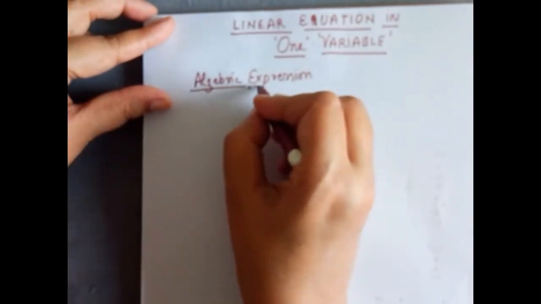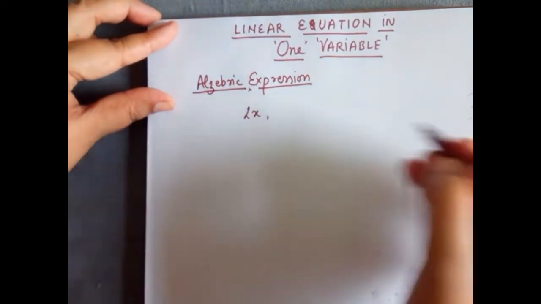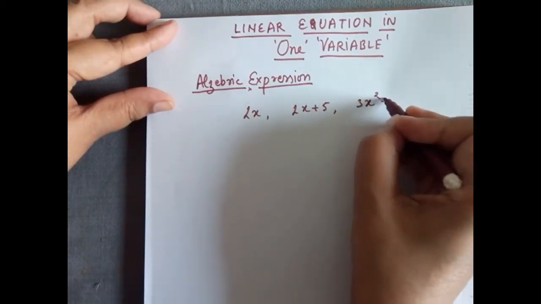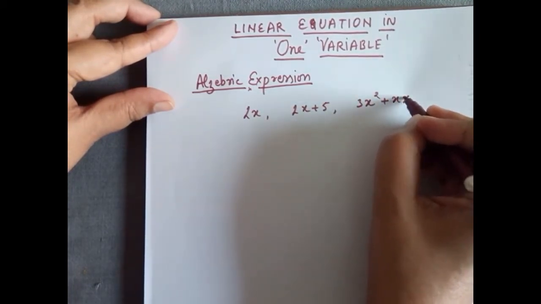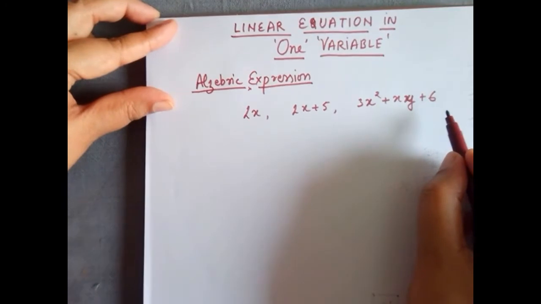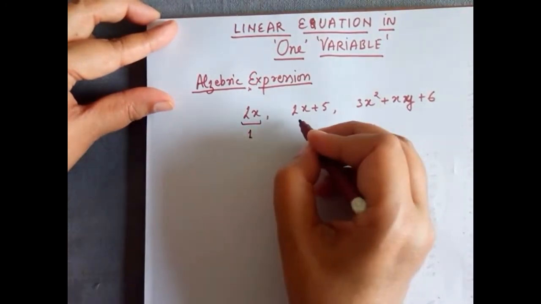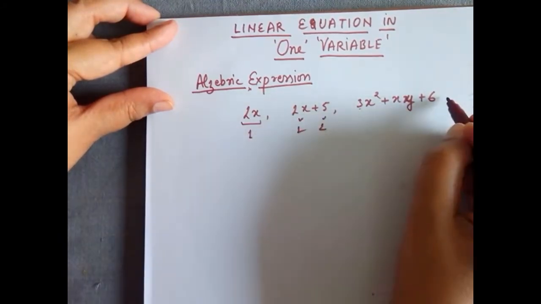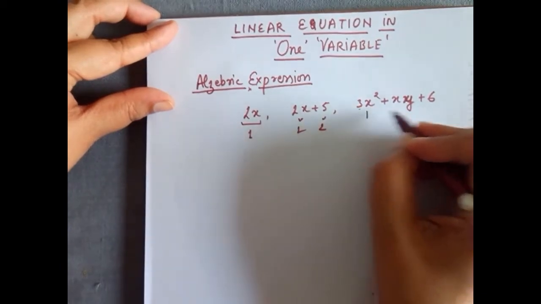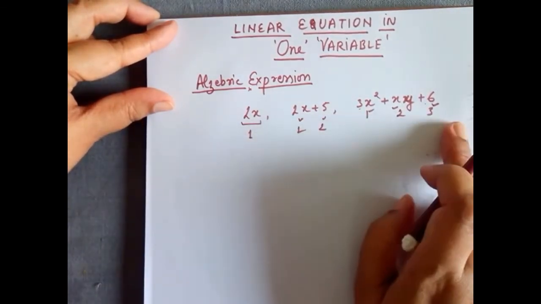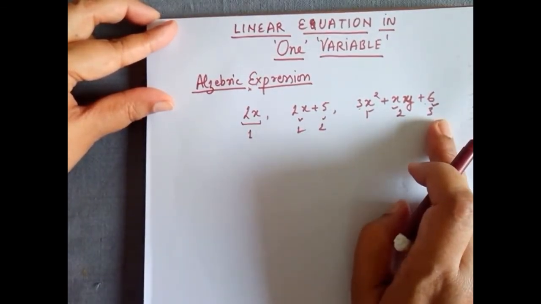Algebraic expression means a combination of numbers and variables, like if we write 2x, if we write 2x plus 5, if we write 3x square plus xy plus 6, this is also an algebraic expression. These all are algebraic expressions. This is of term 1. Here you have term 1 and term 2. Two terms are here. Now this is an algebraic expression of three terms. One, this is second, this is third. So here you have three terms in this algebraic expression.